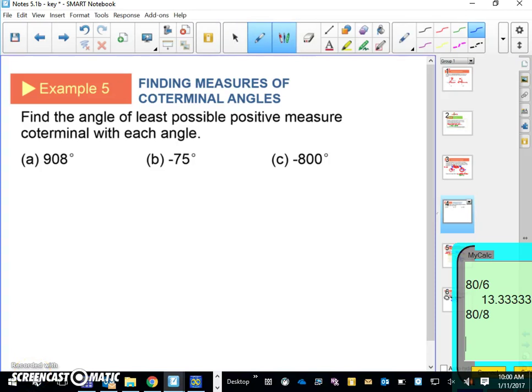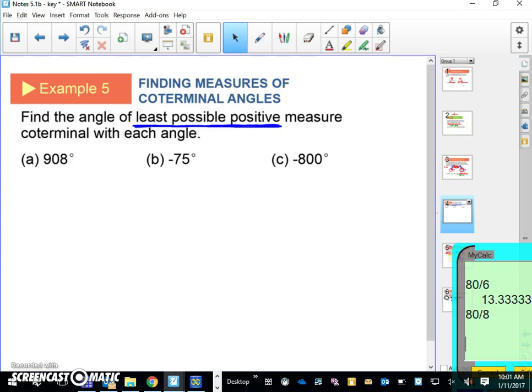Example 5, find the angle of least possible positive measure coterminal with each angle. Okay, least possible positive measure. So we get a problem like A. It says 908. We know that coterminal angles are going to differ by 360 degrees. So when they say least possible positive measure, they want something that's in between 0 and 360. That's what they want. They want something between 0 and 360 that is coterminal with 908.